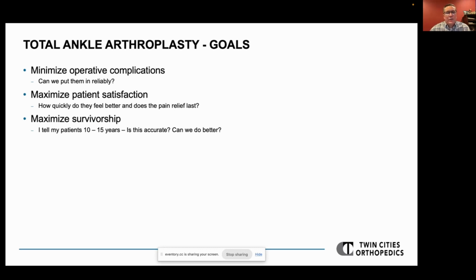Again, our implants continue to evolve. Our techniques continue to evolve. We think we're getting better at avoiding complications and putting this in reliably. And hopefully as we go forward, we can have conversations with our patients that the survivorship continues to improve.